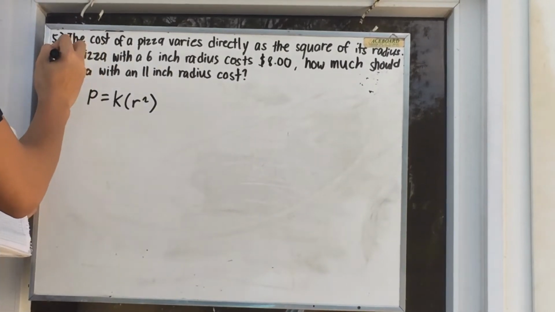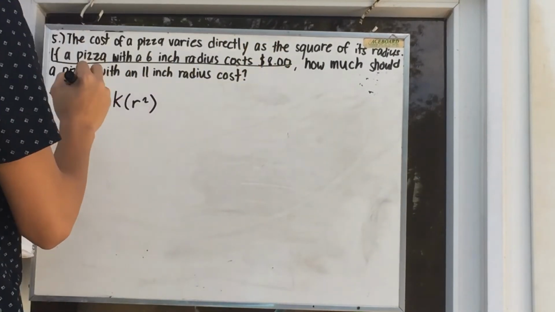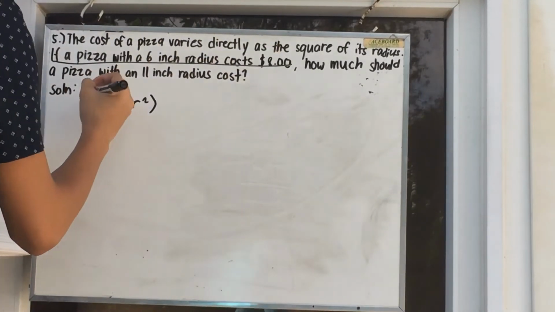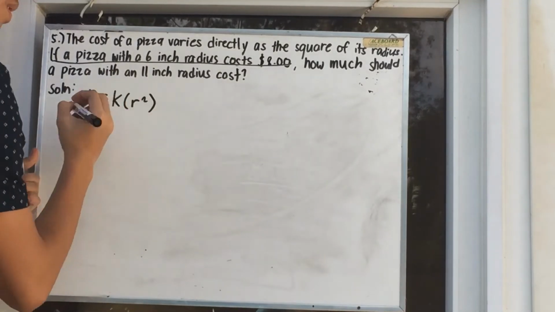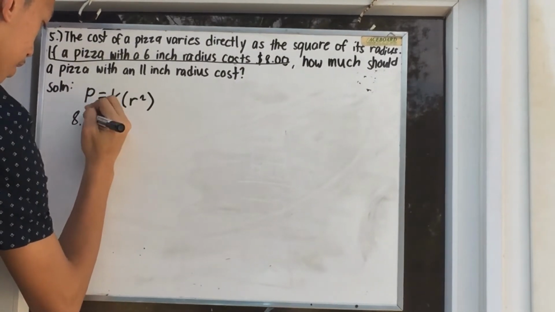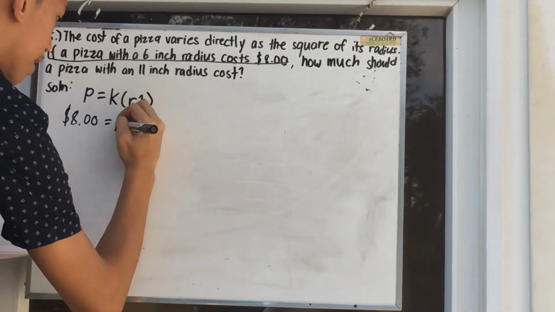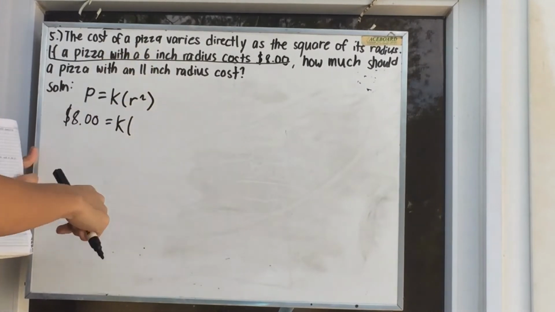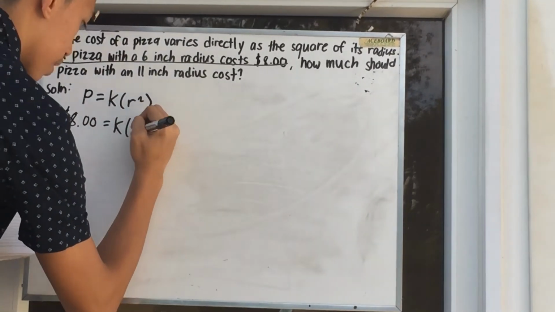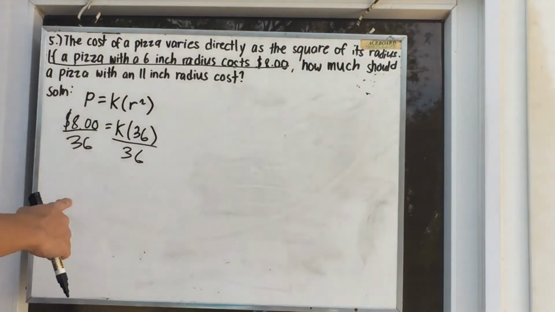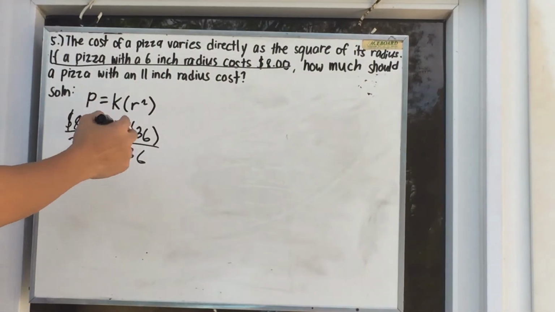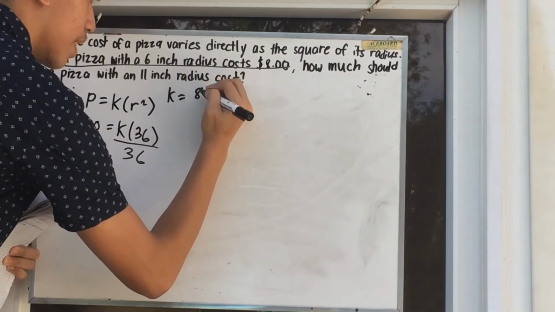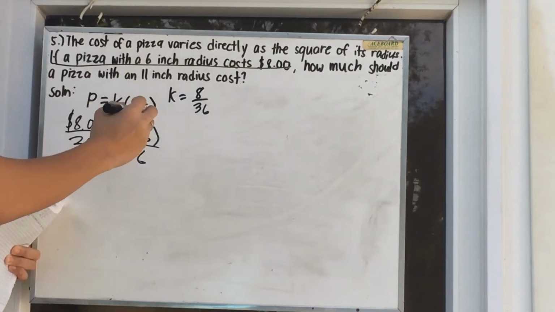Let's substitute the first given into the equation. So a pizza with a 6-inch radius costs $8. So we got the cost of the pizza, which is $8, is equal to K multiplied by 6 squared, which is already 36. So we can put down 36 right away. K multiplied by 36. To get K, we'll divide both sides by 36, which is 8 over 36. So K is equal to 8 over 36. So now we got our K.